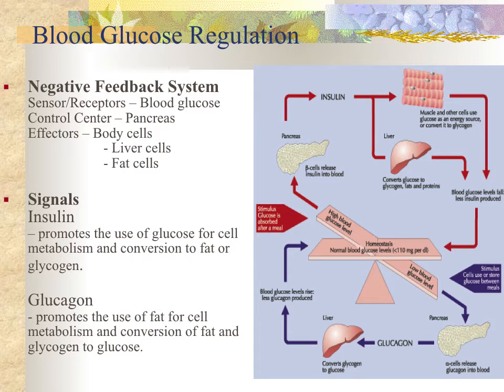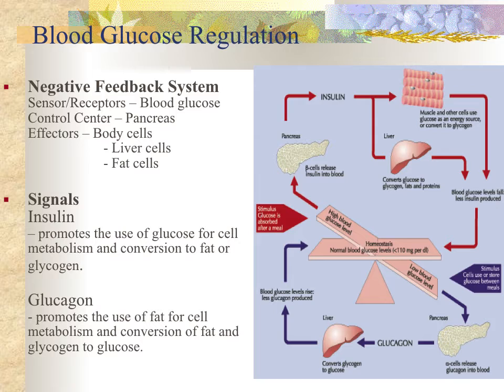All right, I wanted to say a little more about blood glucose and diabetes. And so here I have a nice picture of the negative feedback system that controls blood glucose. And this negative feedback system is typical. It has sensors in the blood. These sensors can detect blood glucose levels.